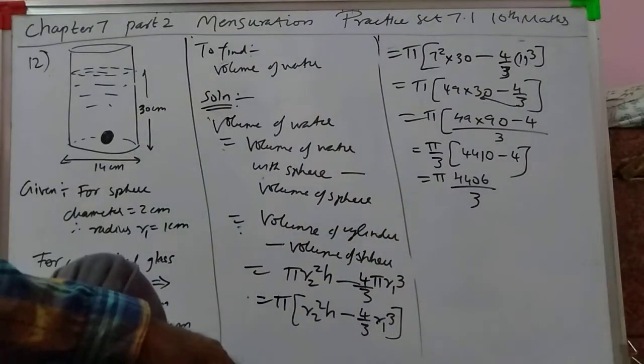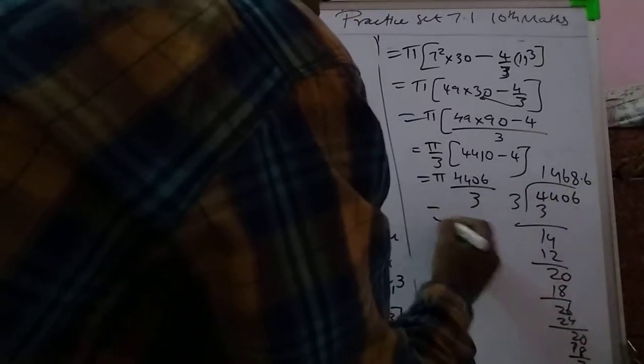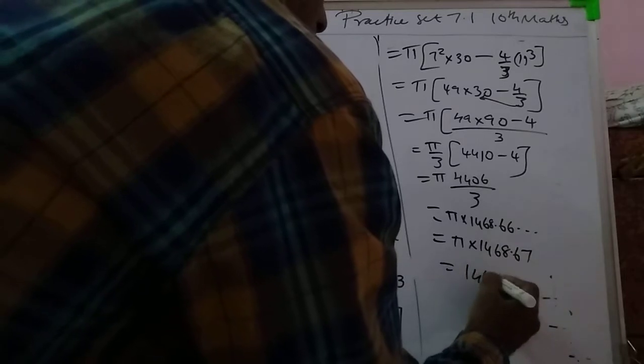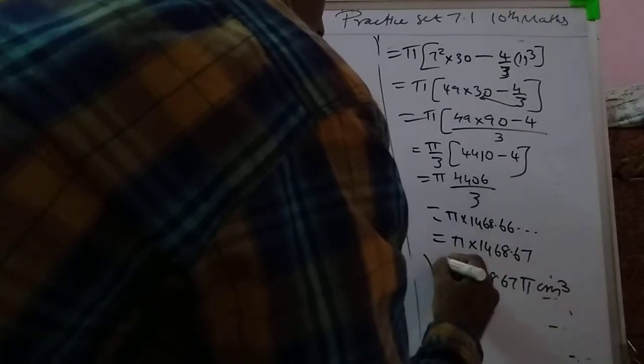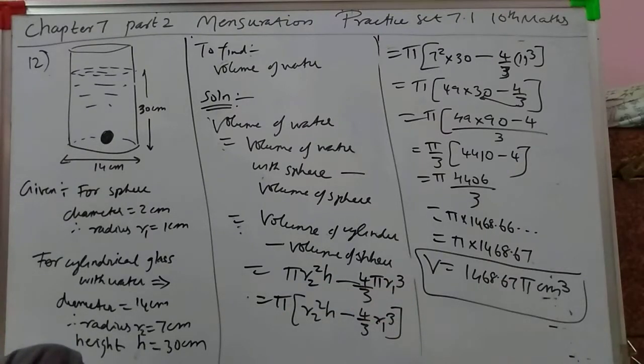Then you divide it, and it will go on like this, it will repeat. So it will become pi into 1468.66. We can round it, it will become pi into 1468.67. So that is equal to 1468.67 pi centimeter cube. I hope you got this. Next we'll do another exercise, practice 7.2.